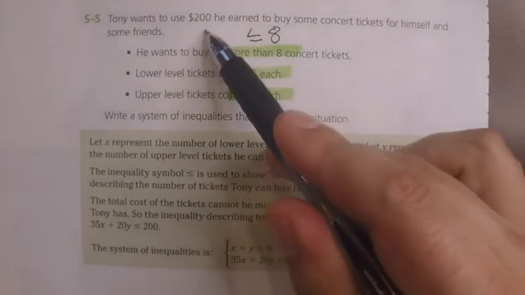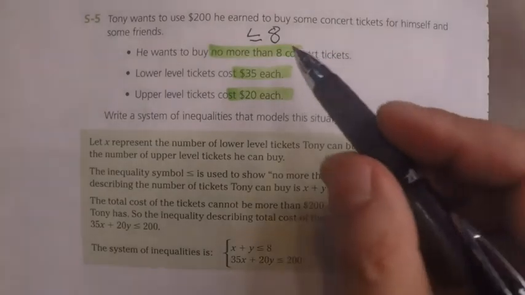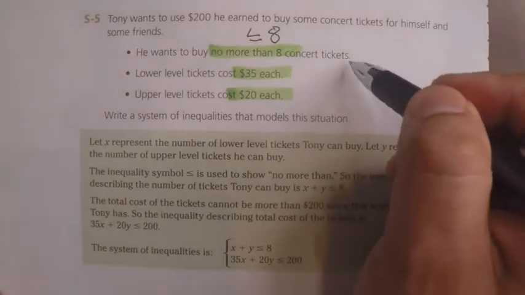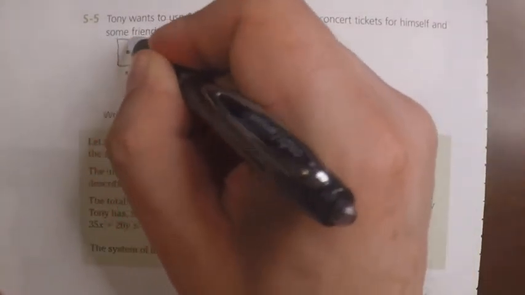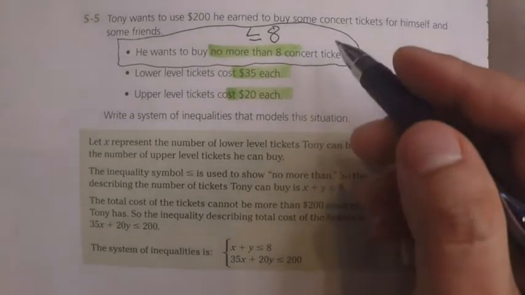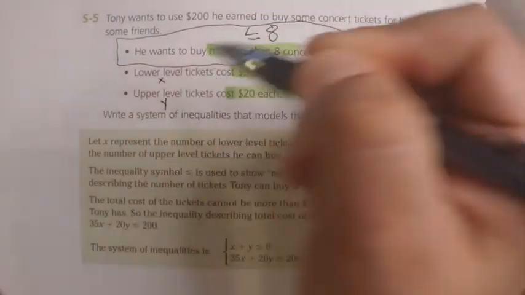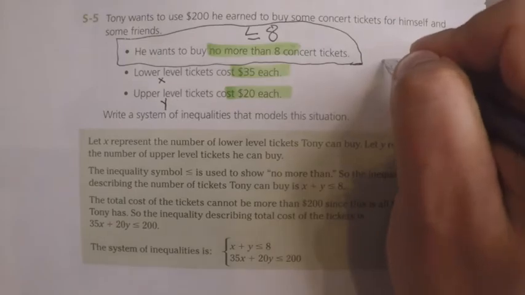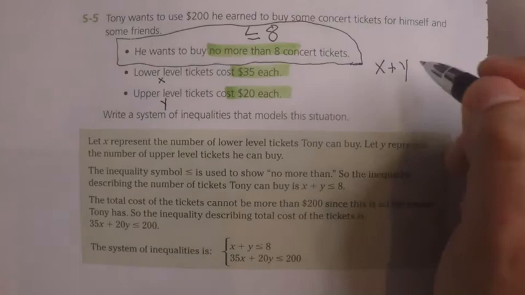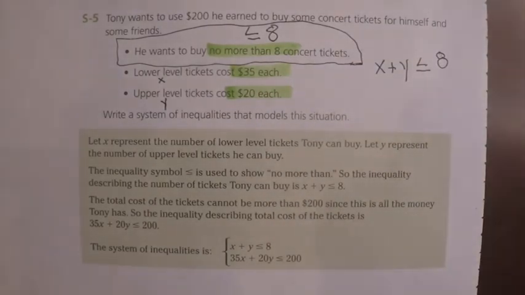And if he has $200, we can write 2 inequalities to show this. So using this first piece of data, we can write 1 inequality, and that's how many tickets he's going to buy. So if we say we have lower level tickets, which we'll say are X, and upper level tickets that are Y, then the number of lower level tickets plus the number of upper level tickets has to be less than or equal to the total number of tickets he wants to buy, which is 8.